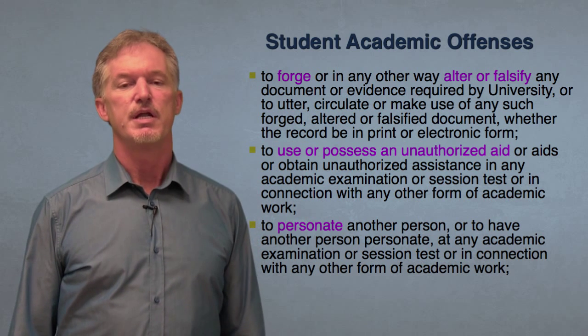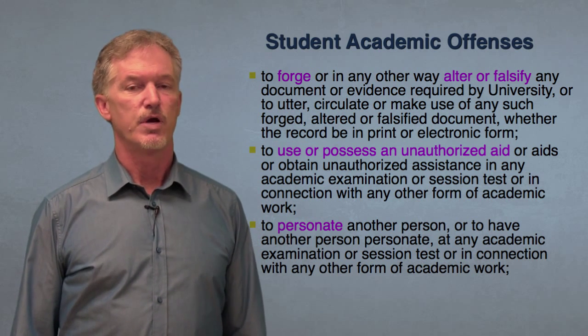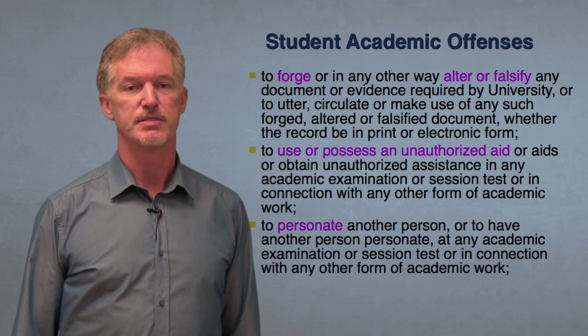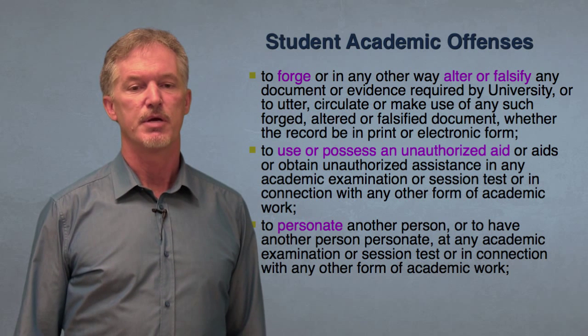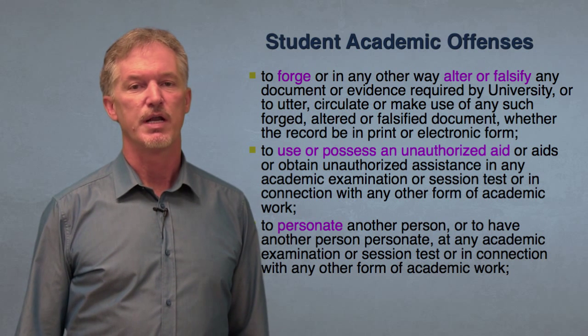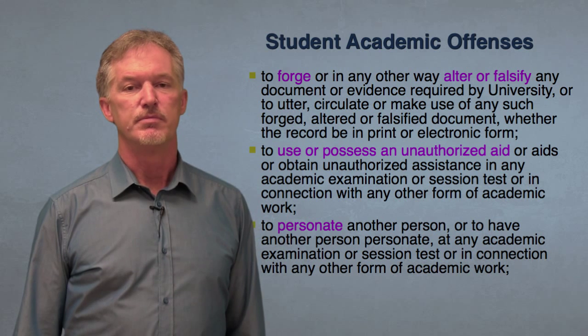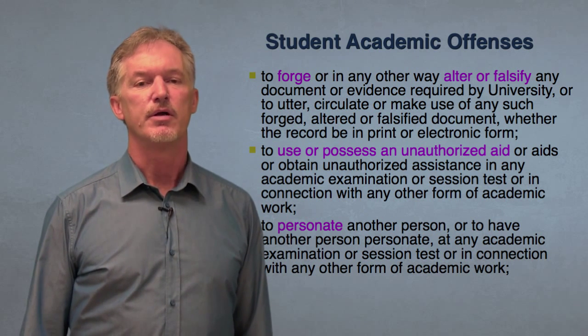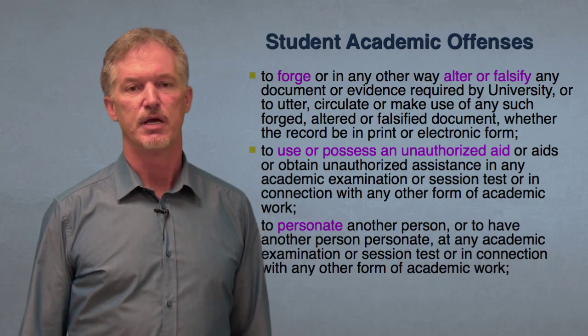If you impersonate another individual, for example, you write an exam for a friend and put their name on the exam, that's impersonation. That is an academic offense. The same thing goes for writing an assignment for them, or using a clicker, or answering a Top Hat question on their behalf. All of those are impersonation, and they're all offenses.